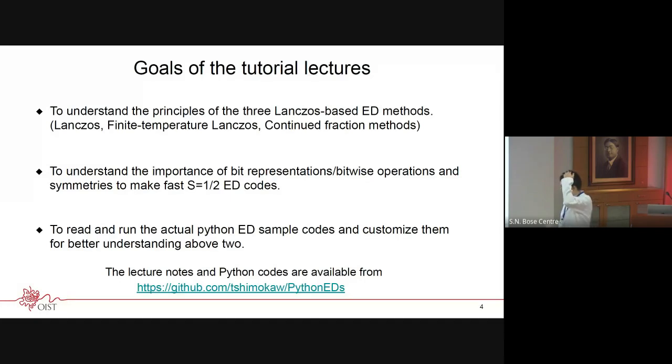Of course, I think just listening to what I say is also learning. But for your better understanding, I also prepared ED sample codes written in Python, which I think is easier for people who are not familiar with computational languages.